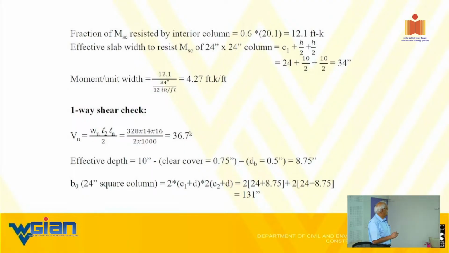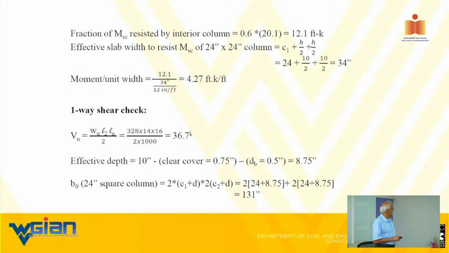And that is a function of P. This is essentially PL over 2, right? What is P? W11 L2. That is your P value, yes. Correct? So that is the shear. And the effective depth is total depth minus the cover minus half the bar diameter.